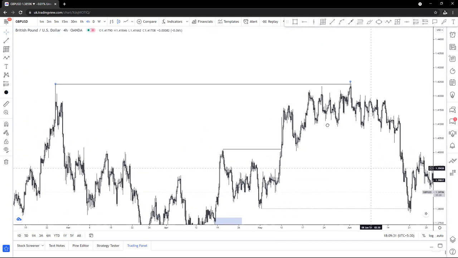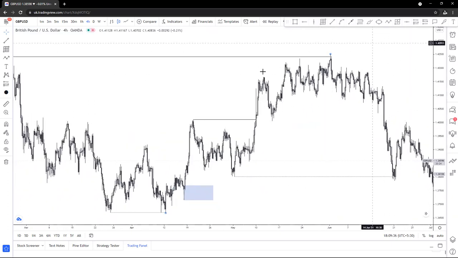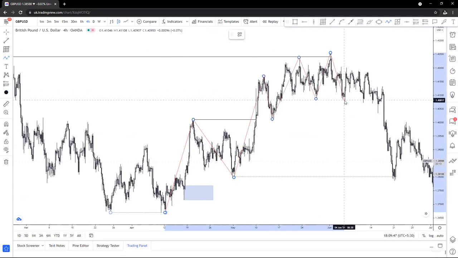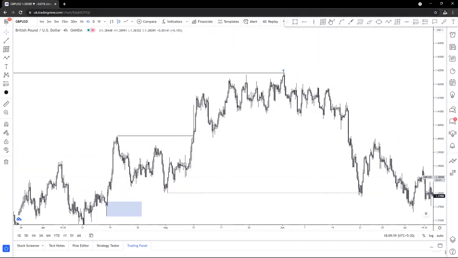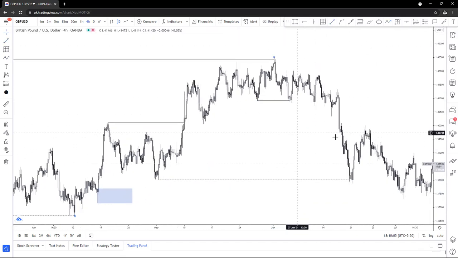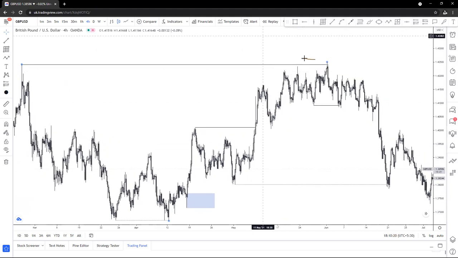But on the 4 hour, this is what we could see. Price made higher highs, higher lows, higher highs, higher lows, higher highs, higher lows, higher highs, and then a break of structure right here. You see that? Price broke the structure. So I have a doubt: if you consider a wick break as a break of structure, then here also it broke the structure, right? Yes, it broke structure right here.